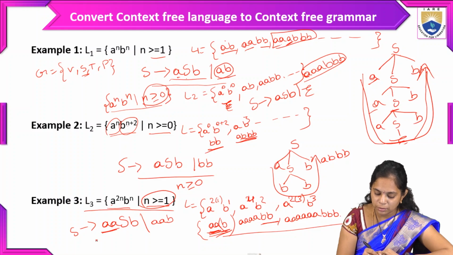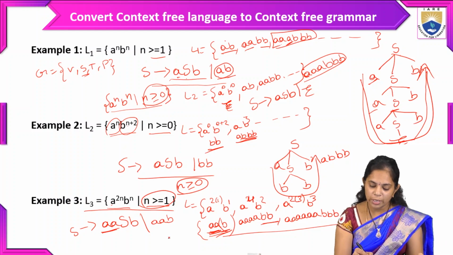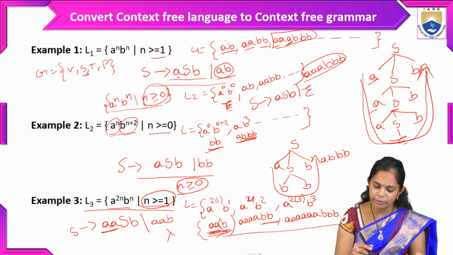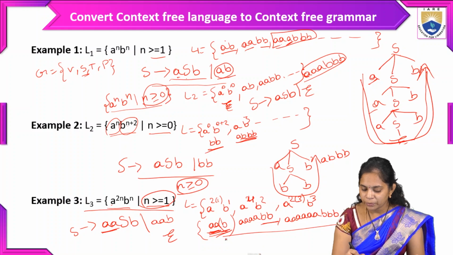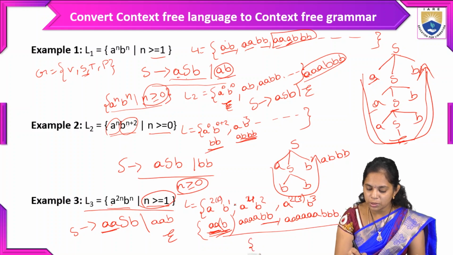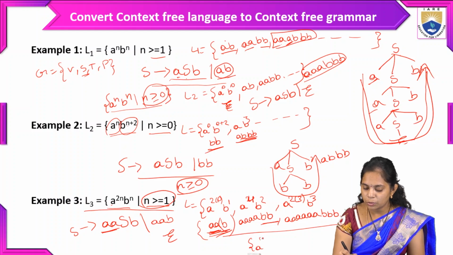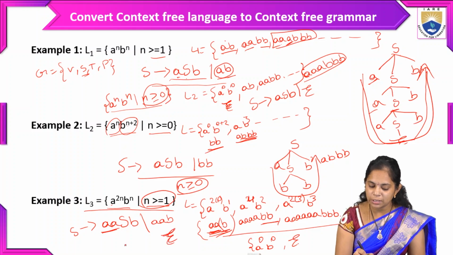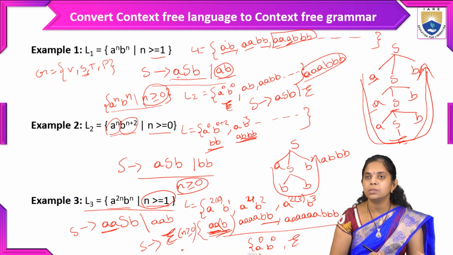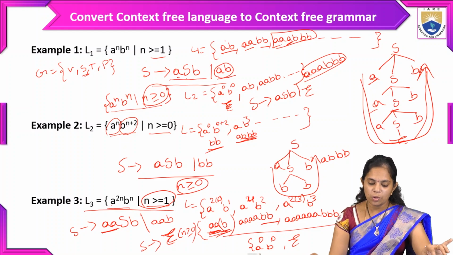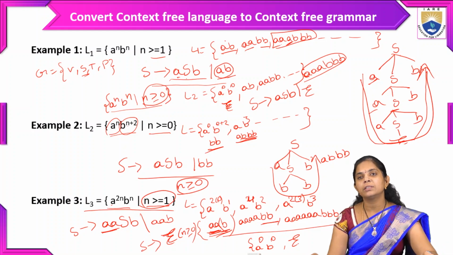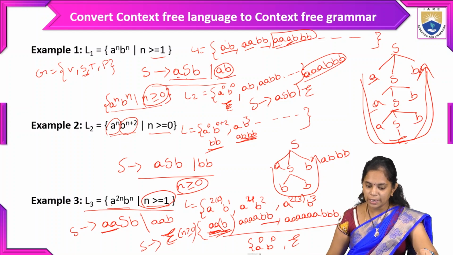And for the same example, if you take n greater than or equal to 0, what is the value? If you take n value greater than or equal to 0, this should be lambda or epsilon. We will take it as epsilon. Why? Because if you take n is equal to 0, a power 0 and b power 0, so initially it is epsilon. So we can get S tends to epsilon also for n greater than or equal to 0. So this is how we are going to generate the grammar for context-free languages.